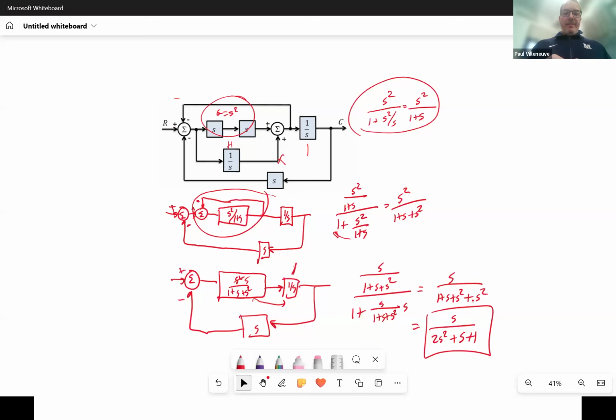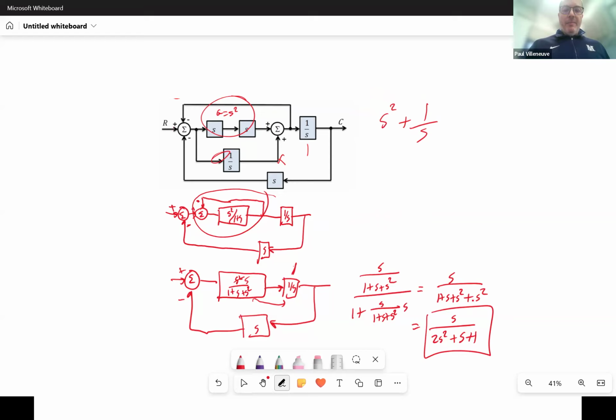Oh yeah, you're right. So I made a mistake here. This is not H. This is feed forward. My arrow over here is this way. So that is incorrect. Thank you. What I end up with is S squared plus 1 over S, right? So I got to clean this up a little bit. That becomes S squared plus 1 over S. Not multiply.